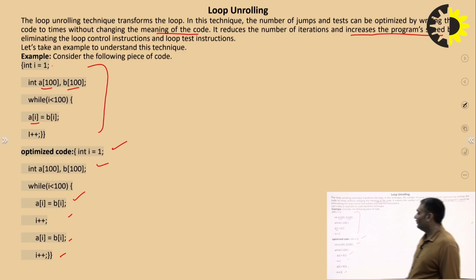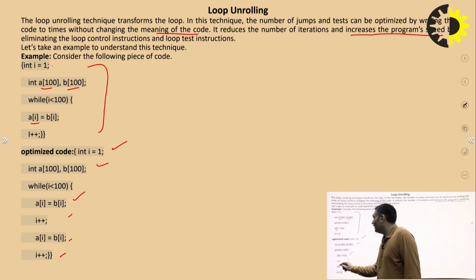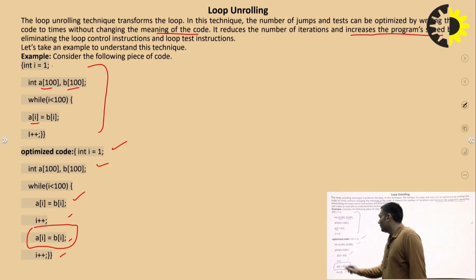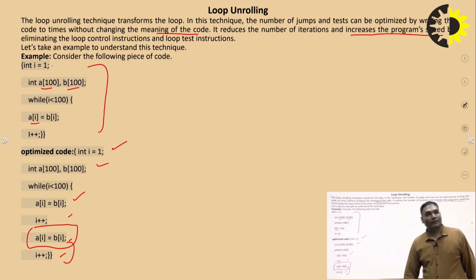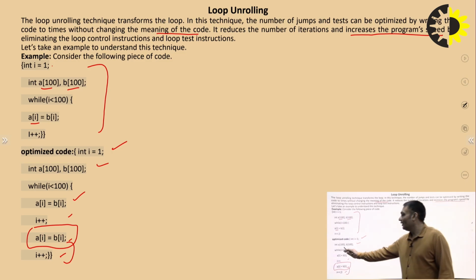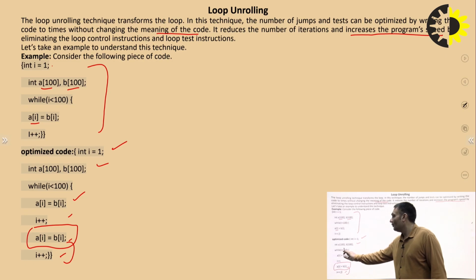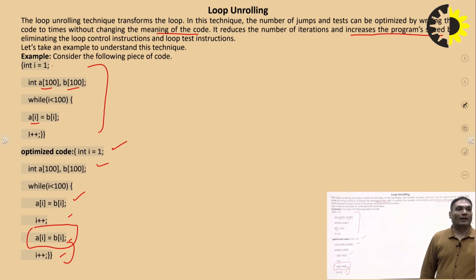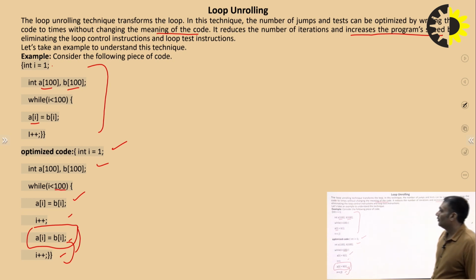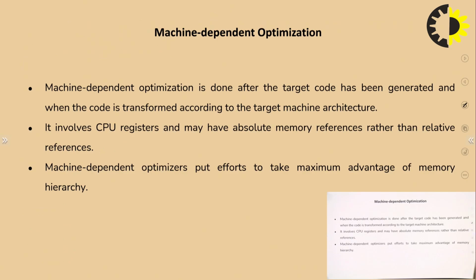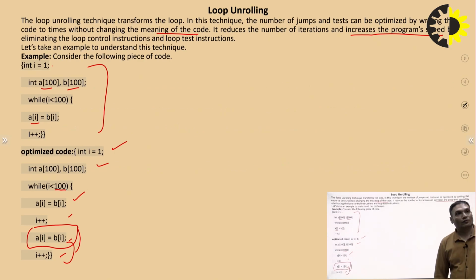So we just write the repeated statement here 2 times. So what will be done? The work will be divided, reducing the number of iterations. If we write these statements again, it will reduce the number of iterations from 100 to 50. So this technique is called loop unrolling.